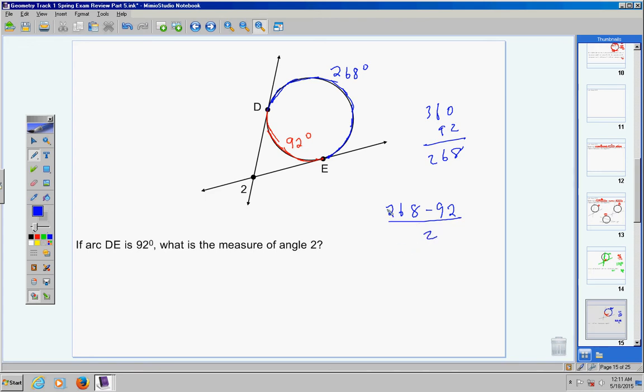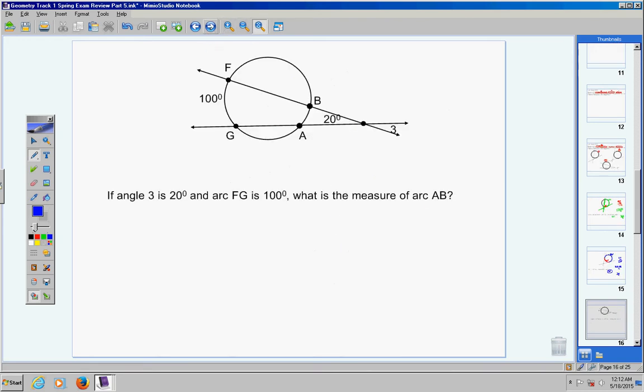Okay? And let's see what we get. I think 176 divided by 2. Let's see if that's right. Yes, that is correct. Okay, so 268 minus 92 is 176. Divided by 2 would be 88 degrees. Alright, okay, moving on to another scenario.